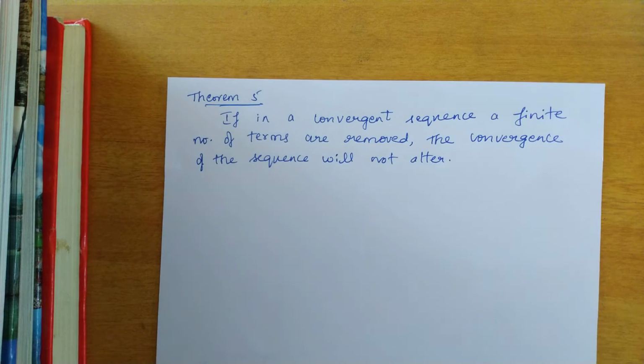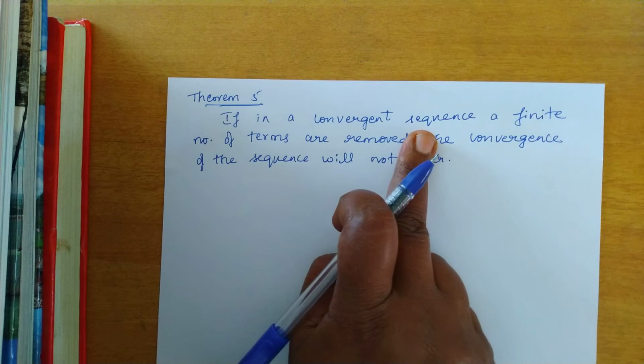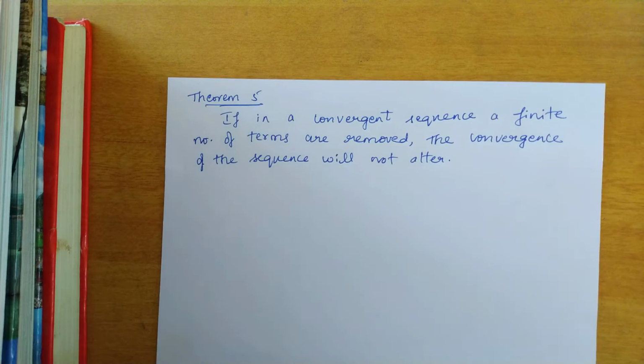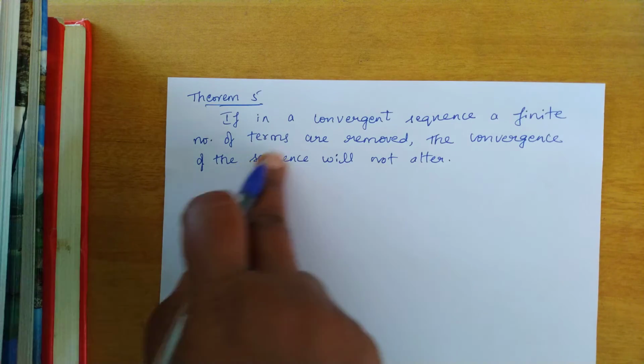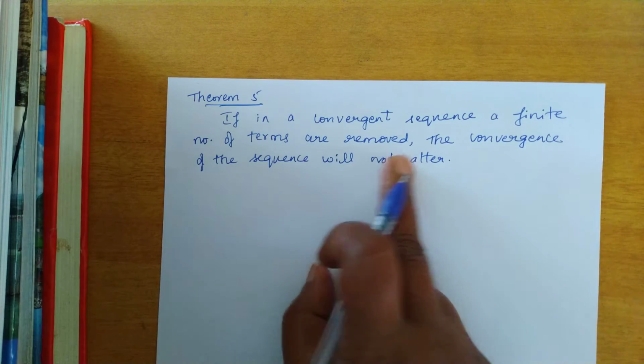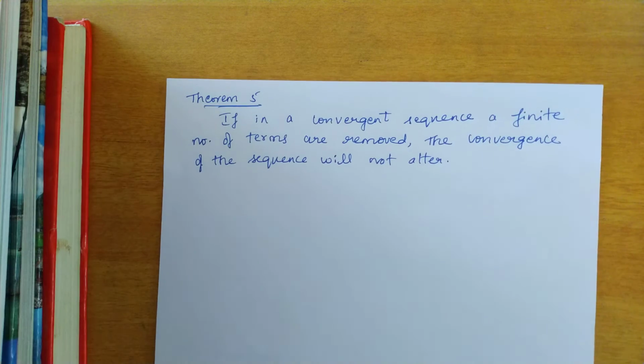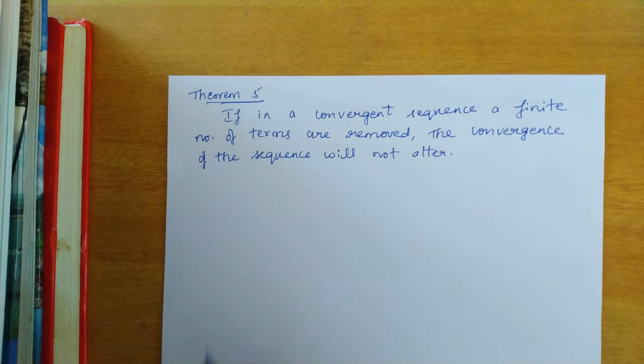Now let's start with theorem 5. If in a convergent sequence, I choose a finite number of terms from that convergent sequence and remove them, then the convergence of the sequence will not alter. Even if I take out a finite number of terms from the convergent sequence, the convergence of that sequence is not going to alter. This is what we are going to prove in this theorem. So, proof.